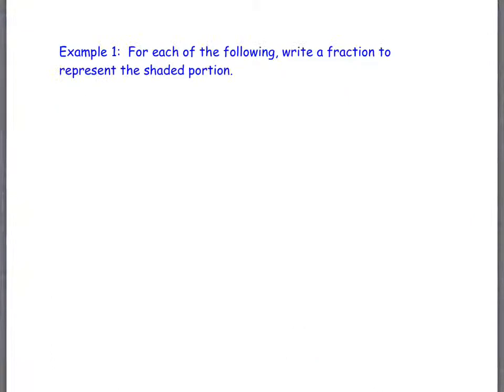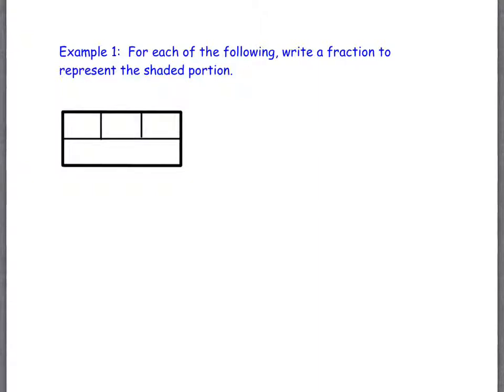All right, so you've got some blank spots in the next slide. It says for each of the following, and there's nothing on the following, I'm going to draw them. We're going to write a fraction to represent the shaded portion. So we're going to start with a picture. So here's my first picture. So imagine that it's filled in all properly and everything.